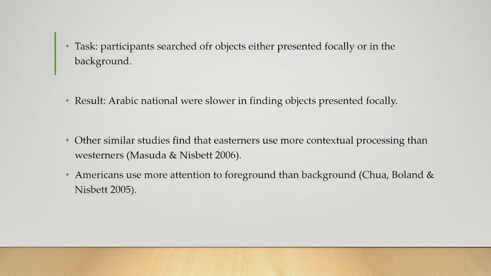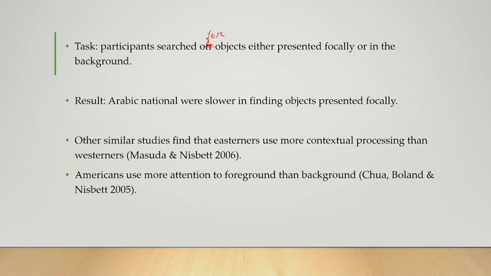So, what they did was, they searched for objects presented focally or in the background. There were various pictures given, and the subjects were supposed to find out an object in that picture. Sometimes the manipulation was that objects were presented focally in the foreground, sometimes in the background. And they were expecting that the British people will find the objects presented in the foreground easily compared to the Arabic speaking people. Arabs will be better in finding out the object in the background because of the dispersed attentional mechanism.